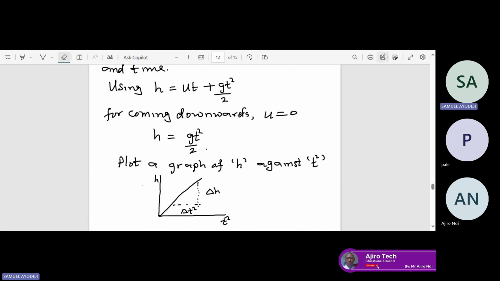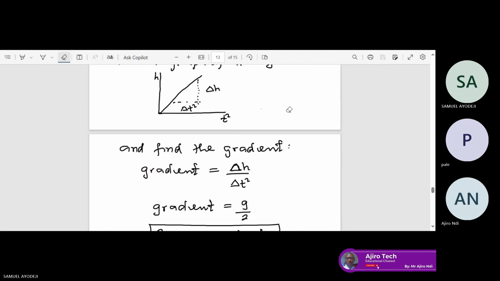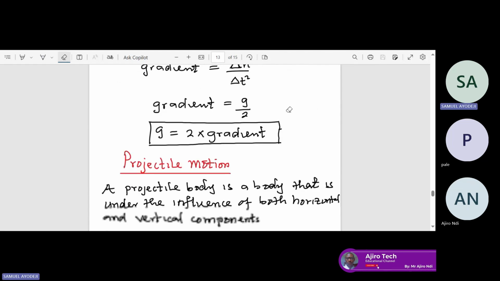So having done that, the next thing is just that the gradient is equal to G over 2. How do you calculate G? Just multiply by 2. So that's how to calculate the value of G in the experiment.